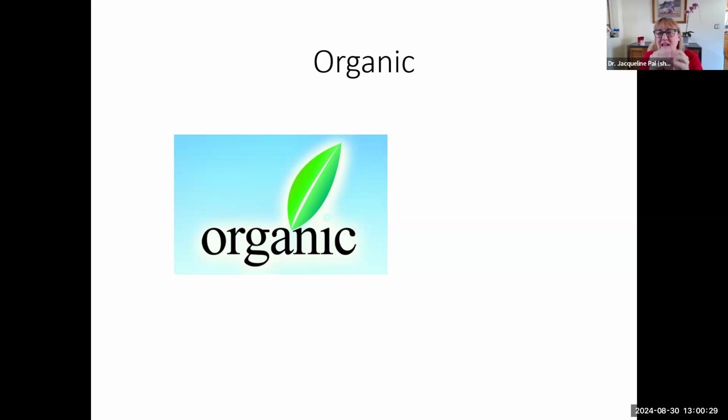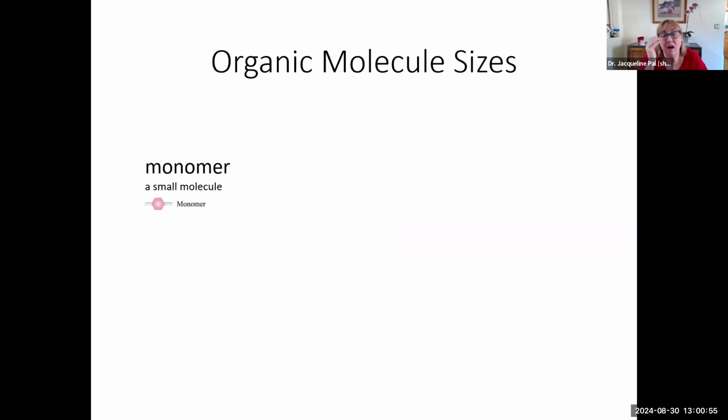The word organic has a very specific definition. What it means is it contains carbon. Yeah, it's that simple. So all your fruits and vegetables are organic, whether or not they contain pesticides, because they all contain carbon. Okay, so moving on to the next topic.